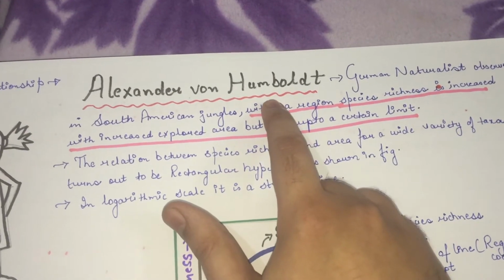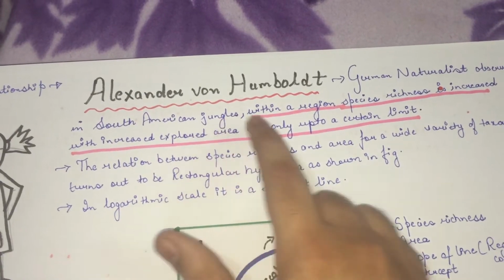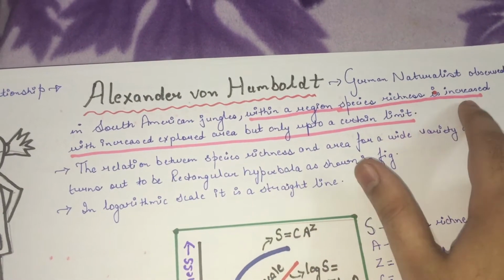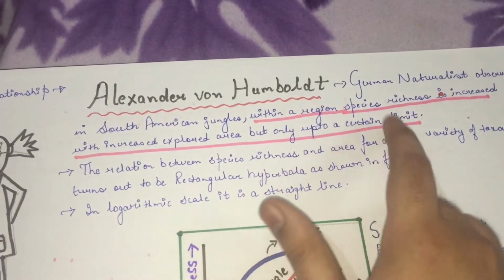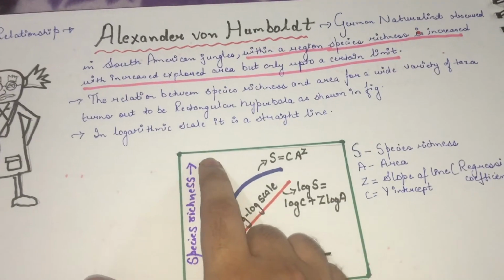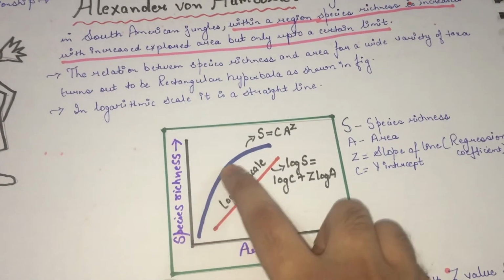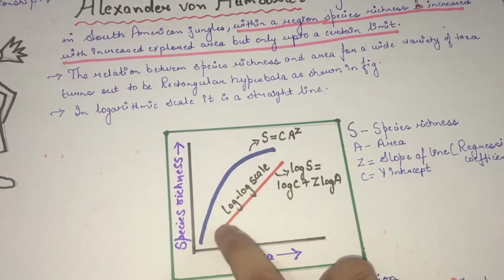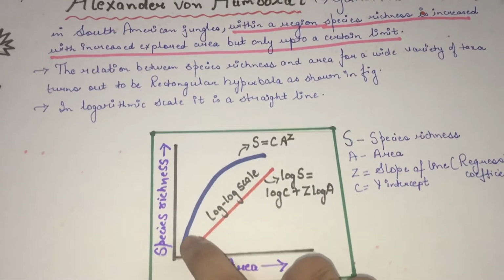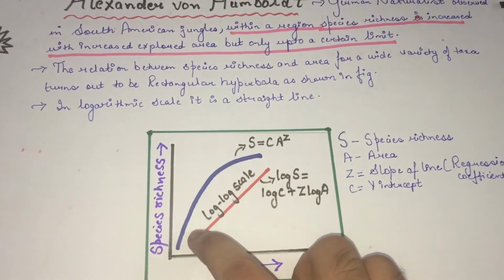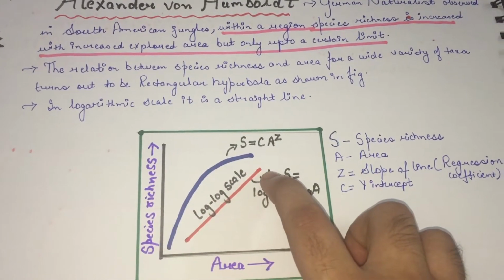So what Alexander von Humboldt did, he visited South American jungles and he found out that species area is increased with increase in explored surface area, but only up to the certain limit. And when he drew a graph between species richness and area, it turned out to be rectangular hyperbola. And on a log scale, it turned out to be a straight line. So you have to remember that the graph, it turns out to be rectangular hyperbola, and on a log scale, it turns out to be a straight line.